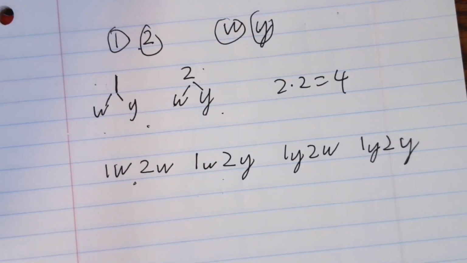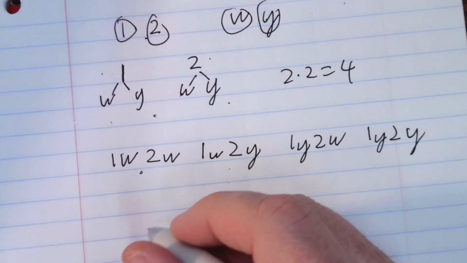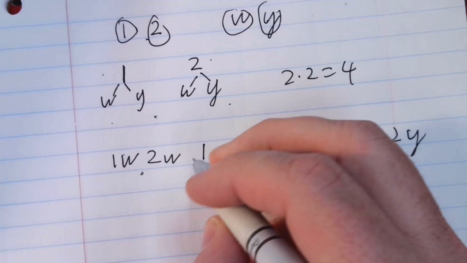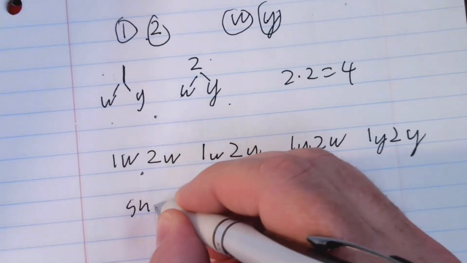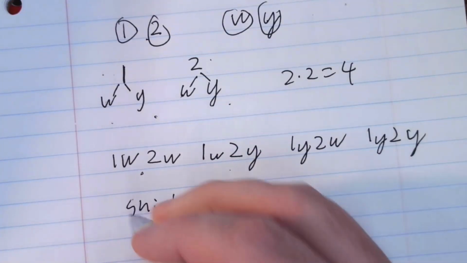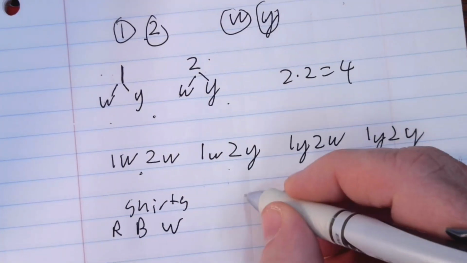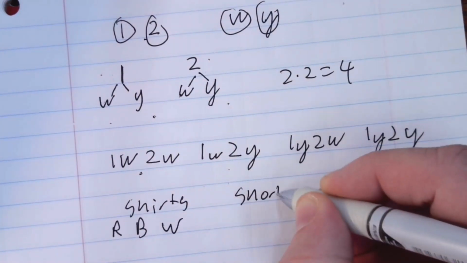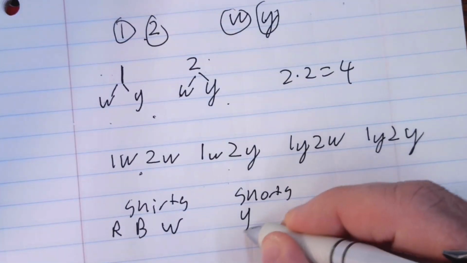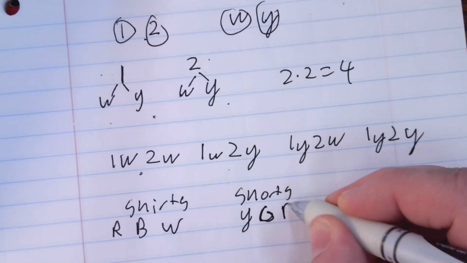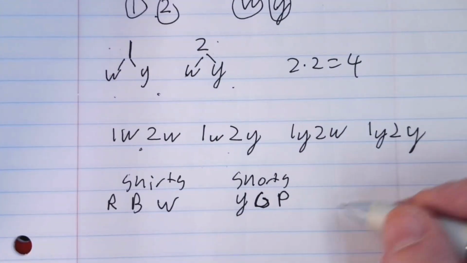Okay, so I'm going to give you another scenario. I don't know if I have it here, but let's say you're getting dressed and we have shirts, we have a red, a blue, and a white. We have shorts. We're going to have a yellow, a green, and a purple. I didn't say this person was stylish.